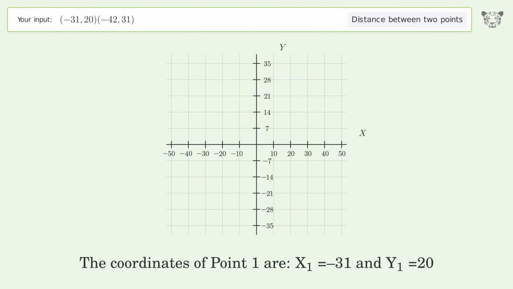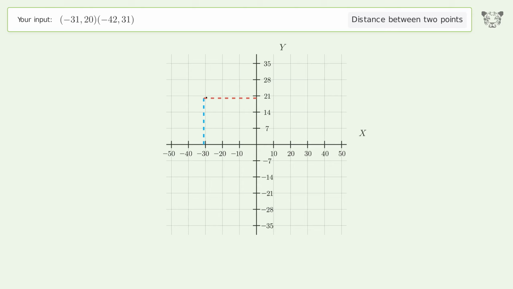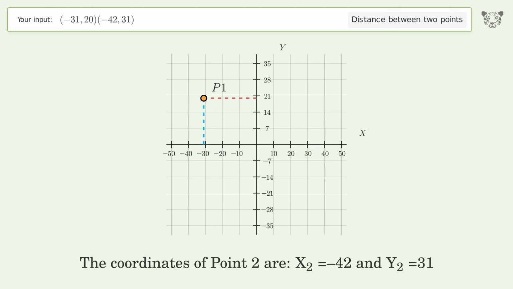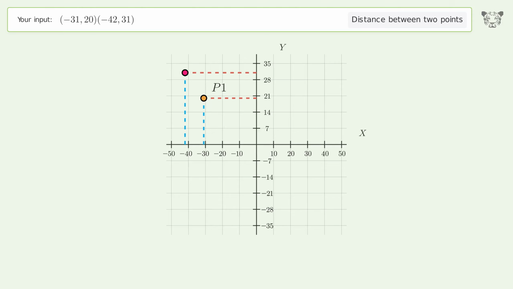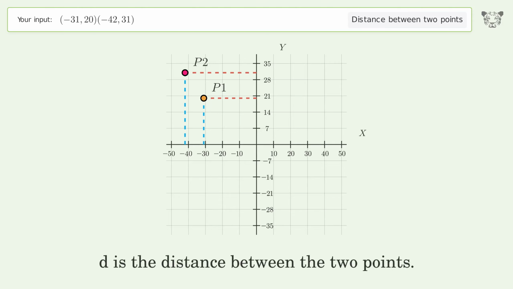The coordinates of point 1 are, x1 equals -31 and y1 equals 20. The coordinates of point 2 are, x2 equals -42 and y2 equals 31. D is the distance between the 2 points.